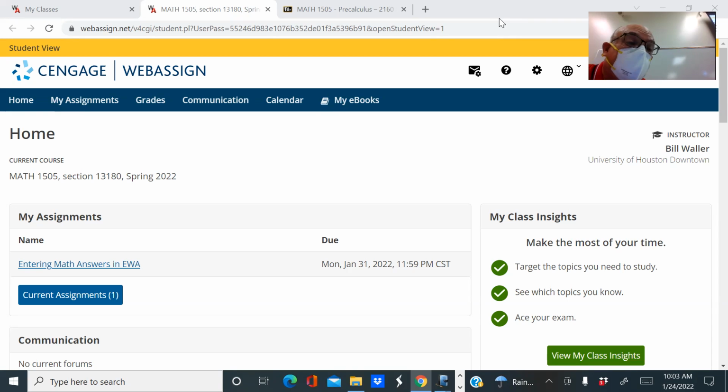So there's no reason not to enroll. Go ahead and enroll, work on this assignment, and have it done by the 31st, which is next Monday.